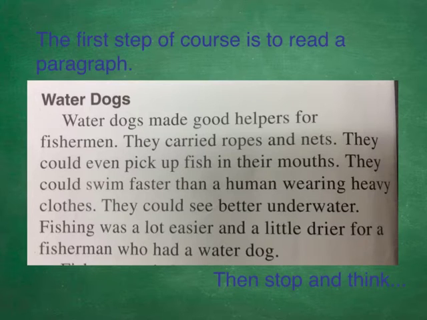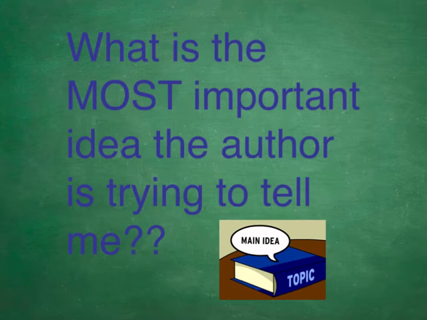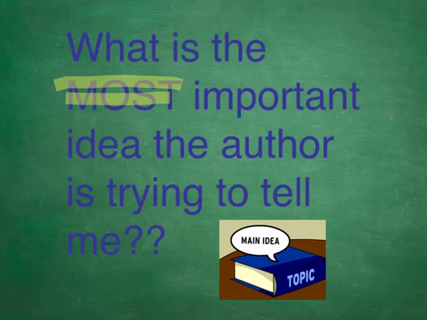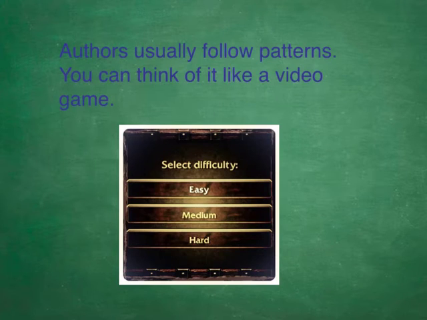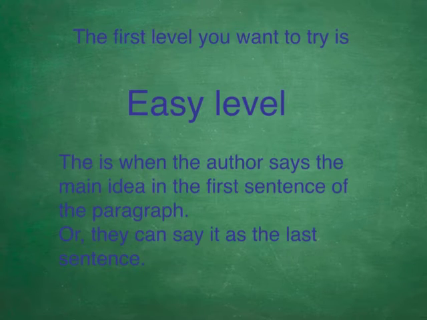Then you need to stop and think. What is the most important idea the author is trying to tell me? What's really nice is authors usually follow patterns. You can think of it like a video game. You have easy level, medium level, and hard level. The first level you want to try is easy level.